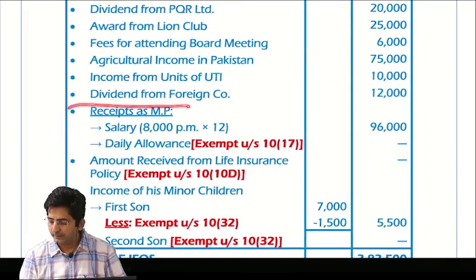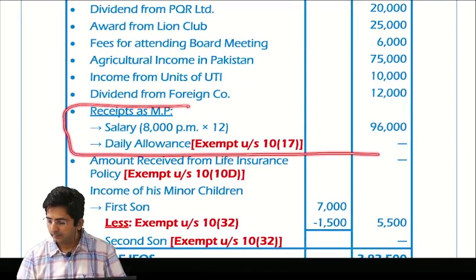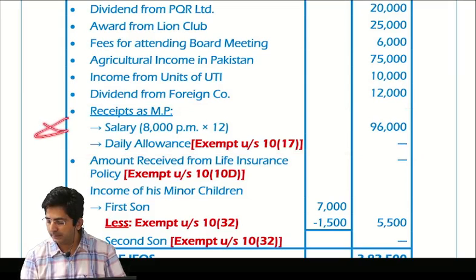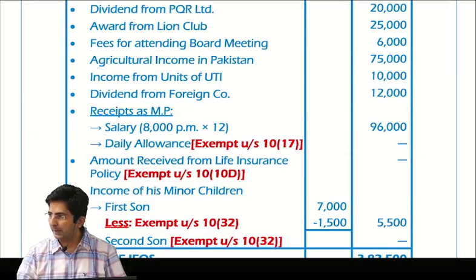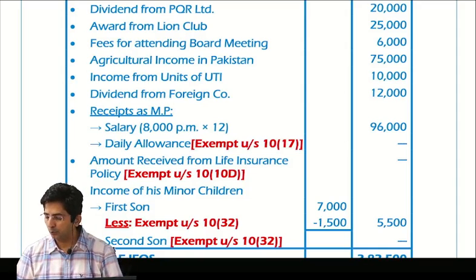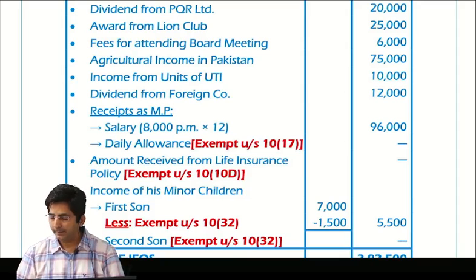It is better to present like this. While I am discussing the answer, don't just see the final answer, also see the presentation part. At least here I would advise to present like this. There is no hard and fast rule; you can do it some other way also. So salary 8,000 into 12, 96,000. And daily allowance is exempt under section 10(17). Okay, so that I have put dash.